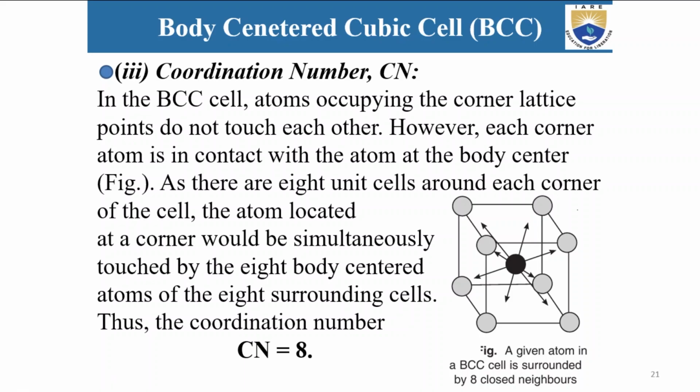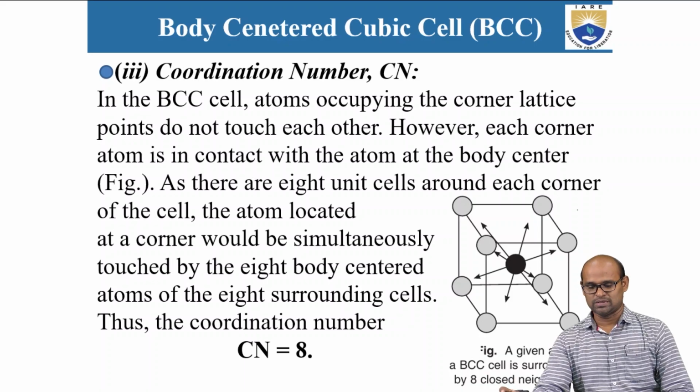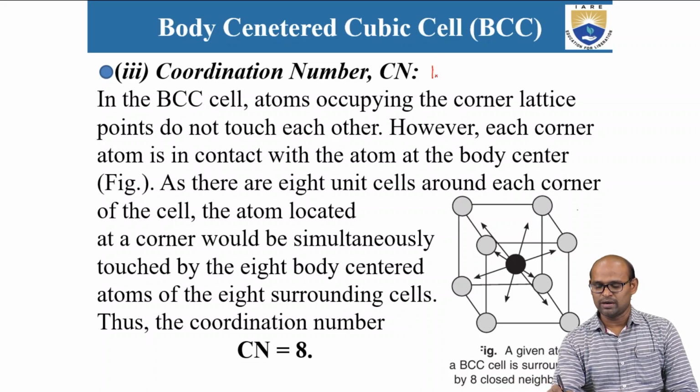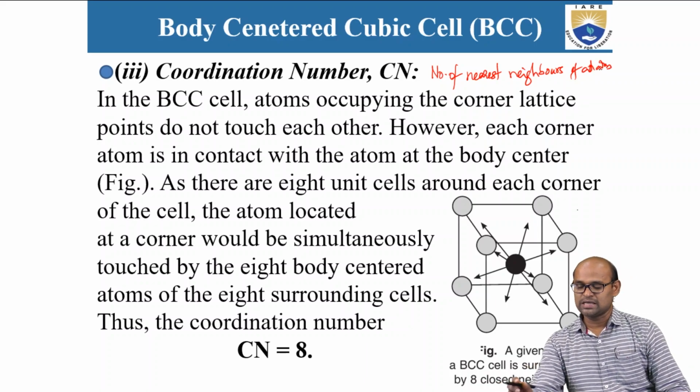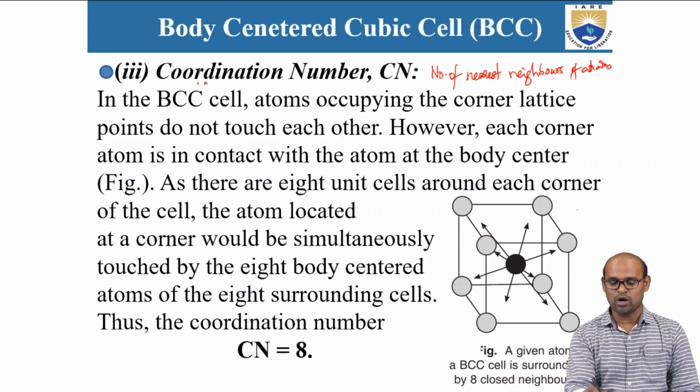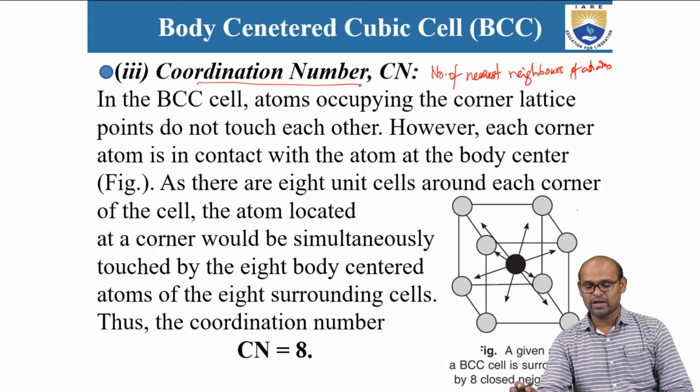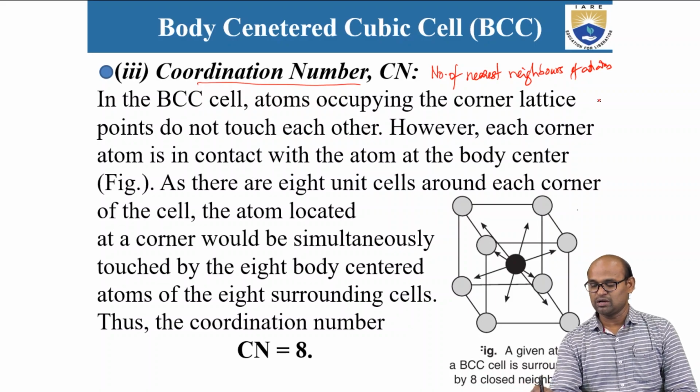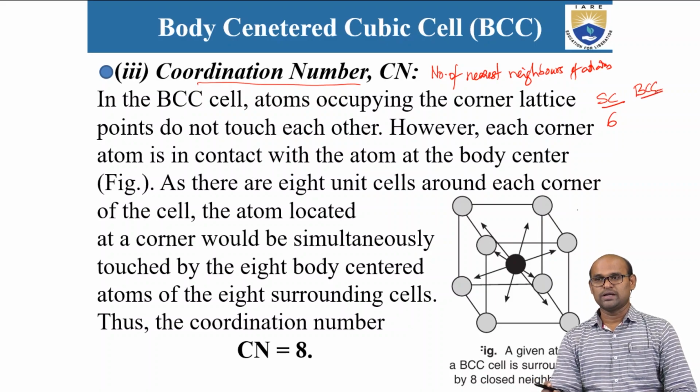So the third parameter is coordination number. We have discussed what a coordination number is. Coordination number is nothing but the number of nearest neighbors of an atom. Okay, so the number of nearest neighbors of an atom in a unit cell is nothing but the coordination number, right? So we have calculated coordination number for a simple cubic unit cell, which was 6, right? So coordination number for simple cubic unit cell was 6. So let us see what is the coordination number for body centered cubic units.